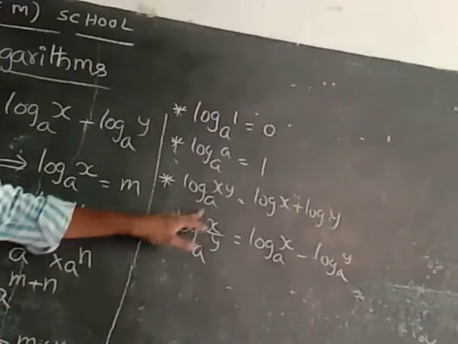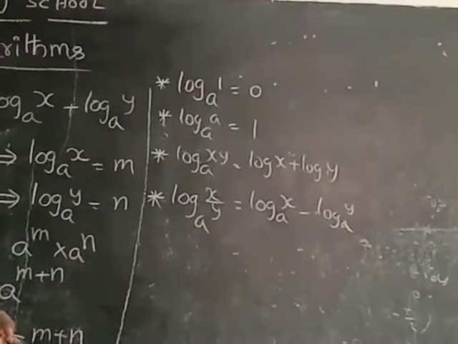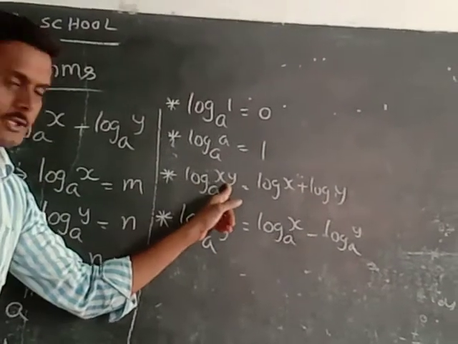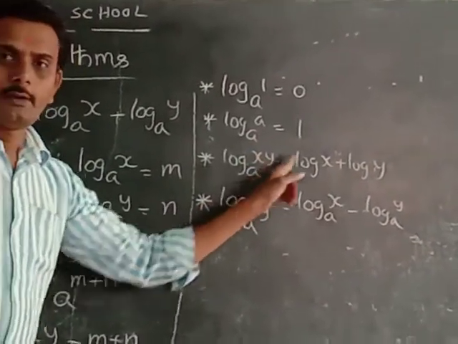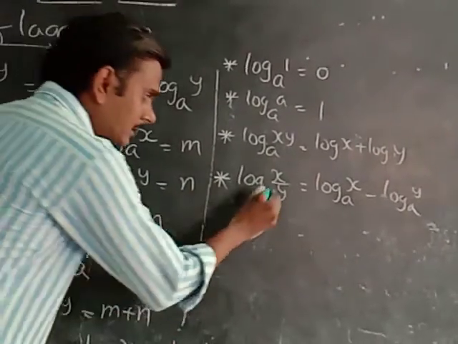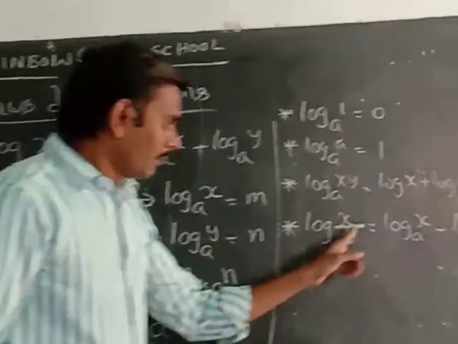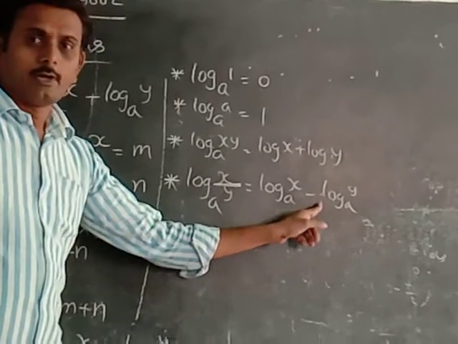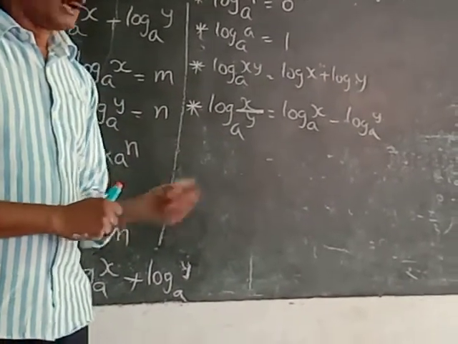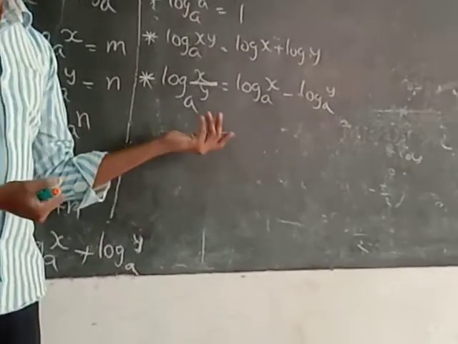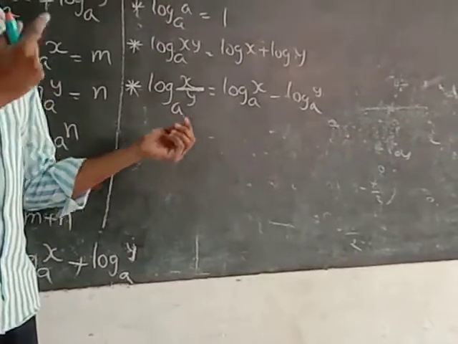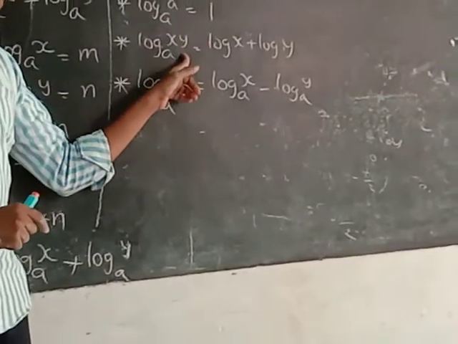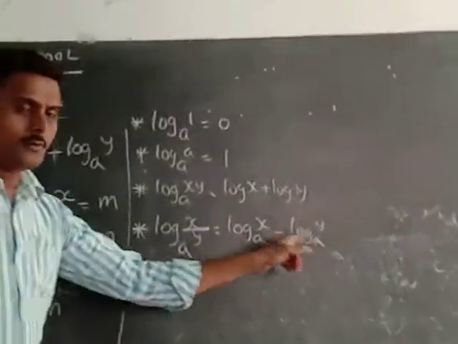By writing these two formulas, some students may get confused. No need to get confused. While multiplication is there, addition will come. While division, x by y, is there, we will get subtraction. Already in basic division we say repeated subtraction is division, repeated addition is multiplication. No need to confuse this one. While multiplication is there, we get plus; while division is there, we get minus.